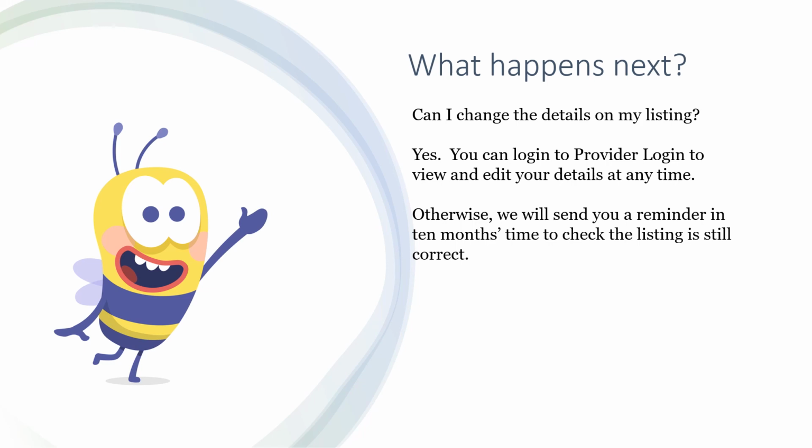So what happens next? Can you change the information on your listing? Yes. You can use the provider login page to view and edit your details at any time. When we confirm that your application has been published, we will send a message to the administration contact email address with a link to provider login, and you can use that administration contact email address to log in with the password that we supply. And that will take you straight into the form where you can see the information that you've got and make changes and submit those. Otherwise, we will send you a reminder in 10 months' time to make sure that everything is still correct.